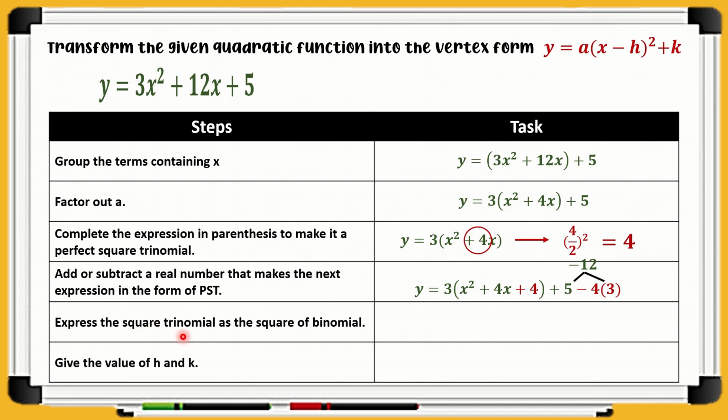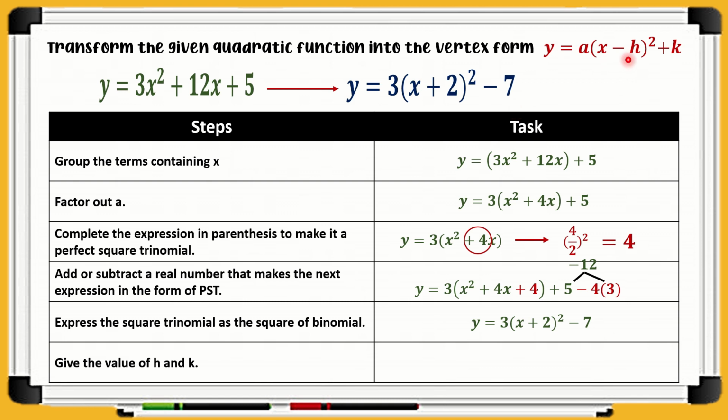So let us express the square of trinomial as the square of a binomial. Just get the roots of x squared and the root of positive 4. So it gives you 3 times (x plus 2) squared minus 7. Plus 2 here because our middle term is positive. 5 minus 12 is equal to negative 7. So the vertex form of the general form 3x squared plus 12x plus 5 is y equal to 3 times (x plus 2) squared minus 7.